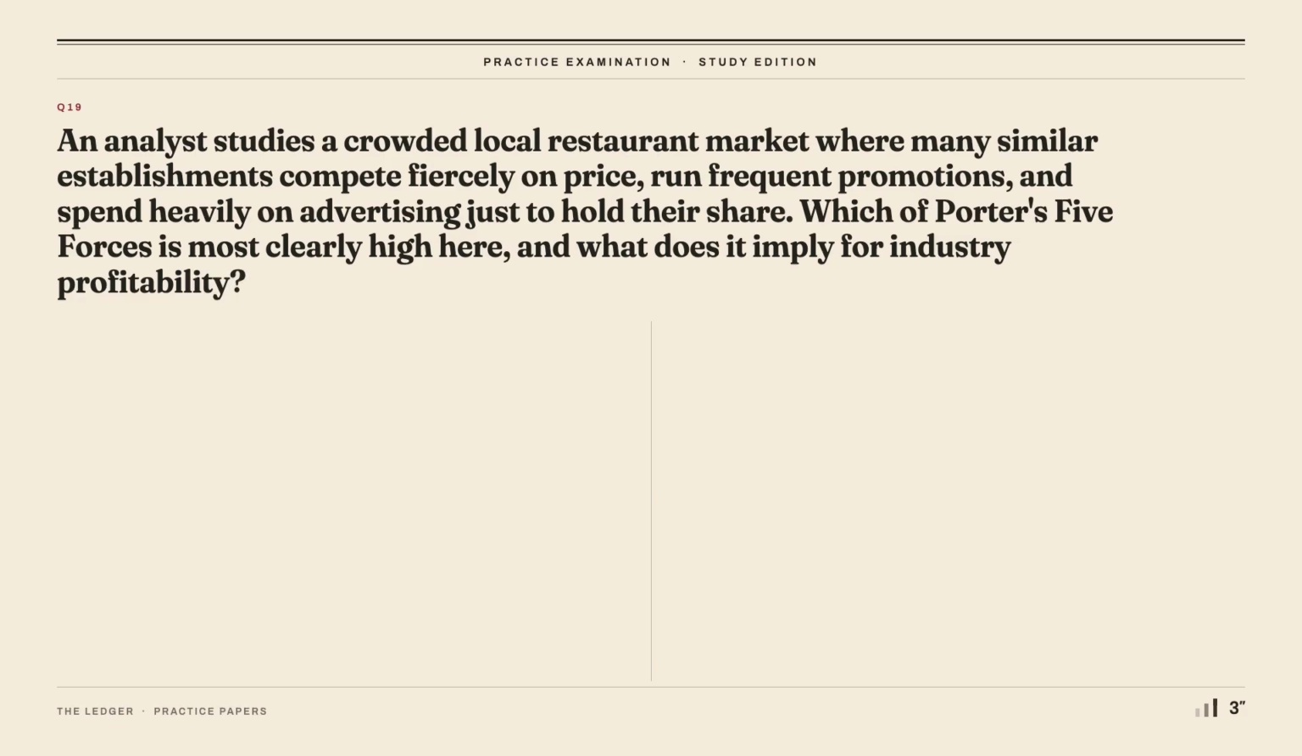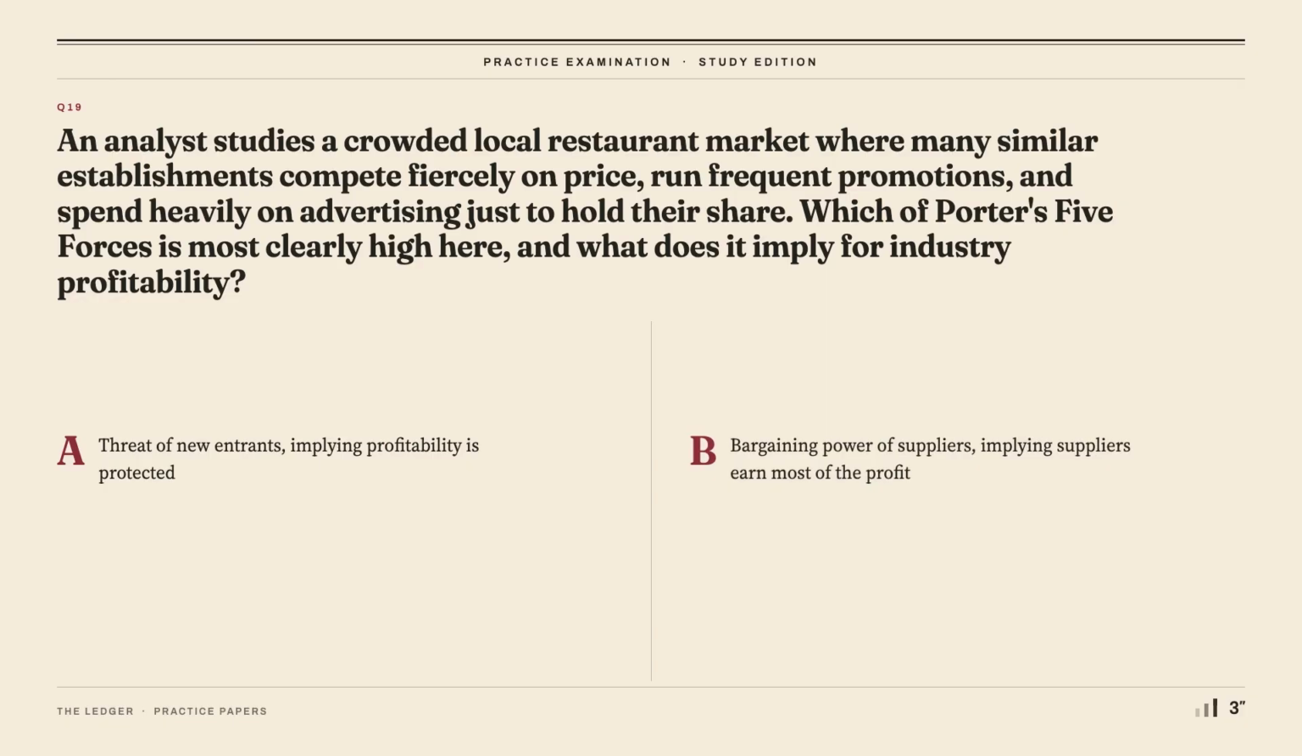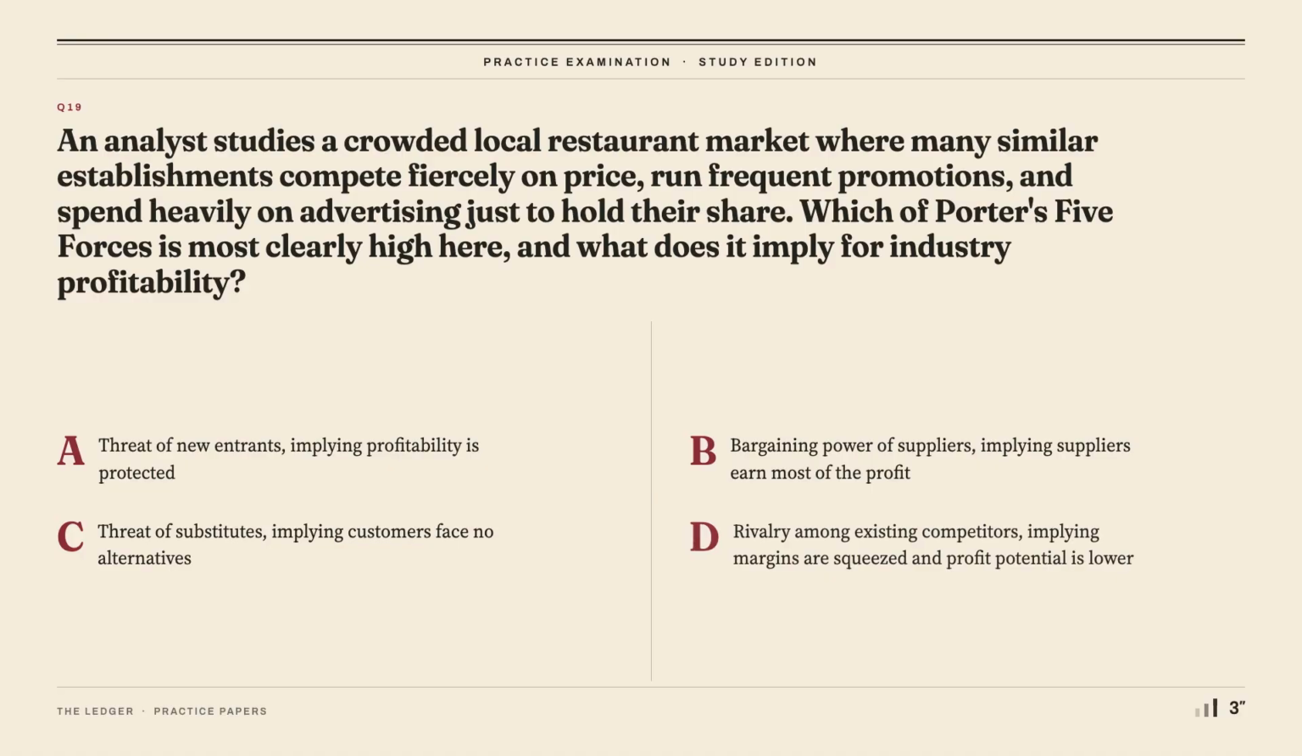Your options are: A. Threat of new entrants, implying profitability is protected. B. Bargaining power of suppliers, implying suppliers earn most of the profit. C. Threat of substitutes, implying customers face no alternatives. D. Rivalry among existing competitors, implying margins are squeezed and profit potential is lower. Before I reveal it, which one do you think is right?